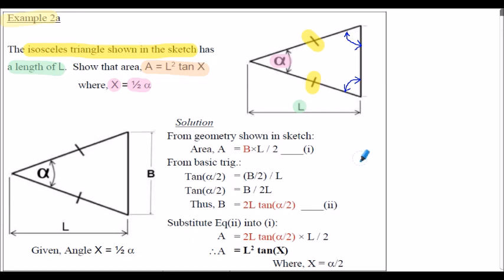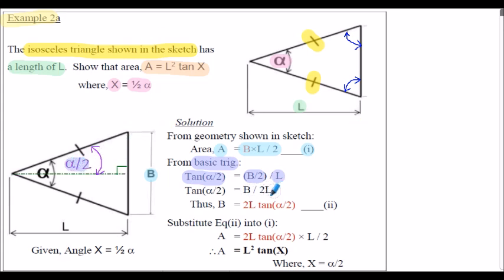So to solve this problem, we're going to generate two equations, one generated from the formula for area of the triangle and one generated from our basic trig tangent ratio. So first of all, the area is calculated from the formula b multiplied by L divided by 2. b is the base dimension of our triangle, and we've called this equation 1. And then from basic trigonometry, we know tangent of alpha divided by 2, half of angle alpha shown here, is equal to b upon 2 divided by L.